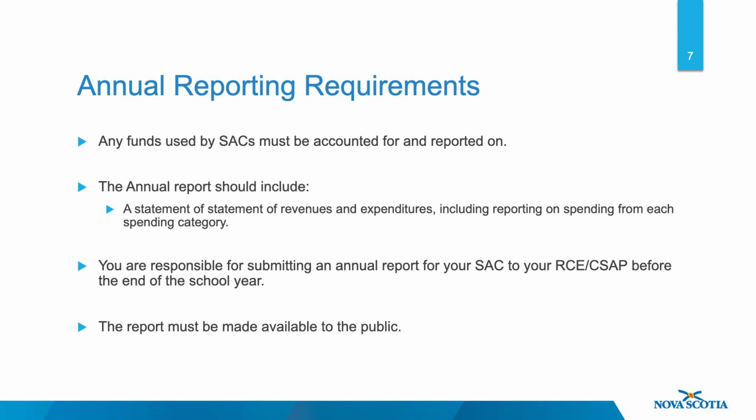As previously mentioned, any funds used by the SACs must be accounted for and reported on. This can be done in the annual report, which should include a statement of revenue and expenditures, including reporting on spending from each spending category. An annual report template is available on the SAC landing page. A copy of the annual report should be submitted to your Regional Center for Education before the end of the school year. The report must be made available to the public.